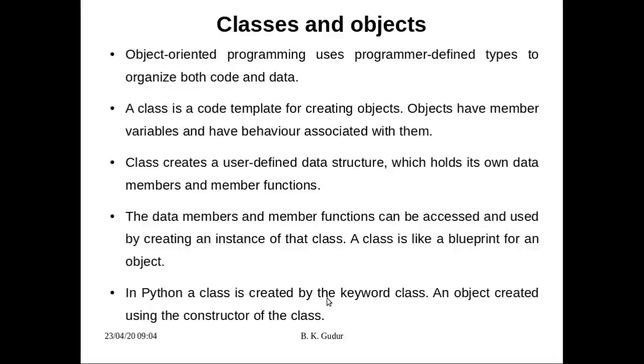In Python, a class is created by the keyword class. An object is created using a constructor of the class. In one of the sessions, I have told what a constructor is. A constructor is a method of a class which has the same name as that of the class, and whenever we create an object, by default that function will be called and executed automatically. Such a function, which is called by creating an object, is called the constructor of the class.